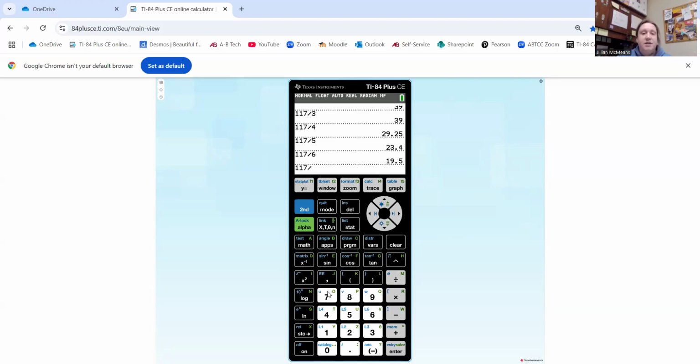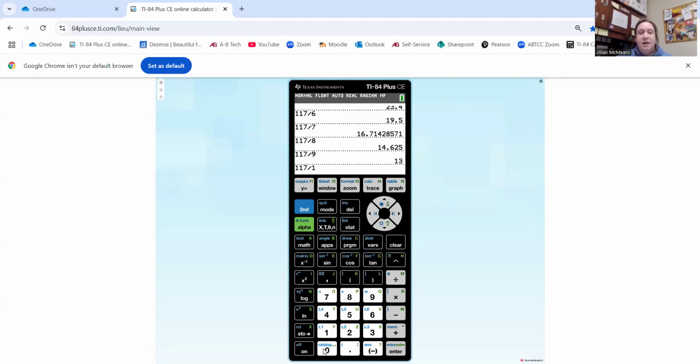117 divided by 7, decimal. 117 divided by 8, decimal. 117 divided by 9. Ooh, I like this one. Now we can play around with 9 and 13 and get a difference of 4, okay? So let's go ahead and stick with 9 and 13. We could keep going if you wanted to.